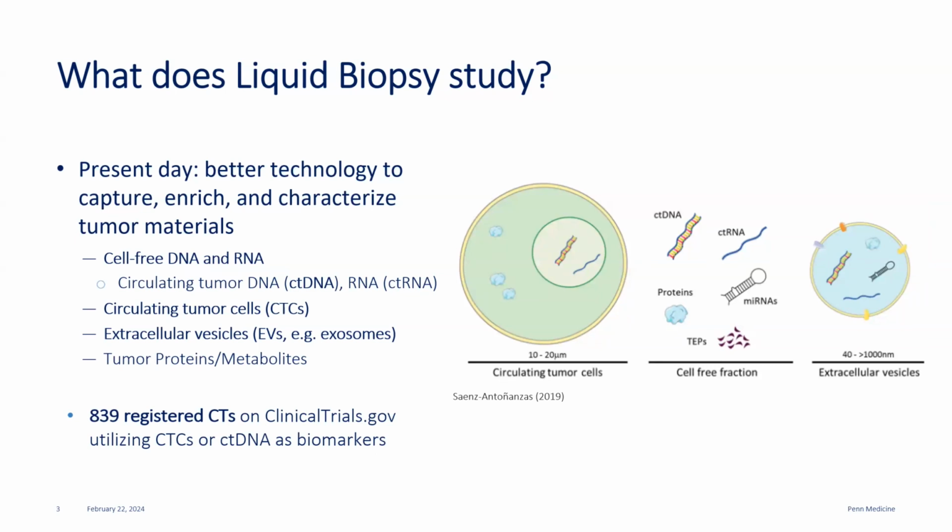There are currently 839 registered clinical trials on clinicaltrials.gov that leverage CTC or ctDNA in one way or another. In this presentation, we'll focus on cell-free DNA, circulating tumor cells, and extracellular vesicles, and discuss how they could contribute to the clinical management of brain tumors.